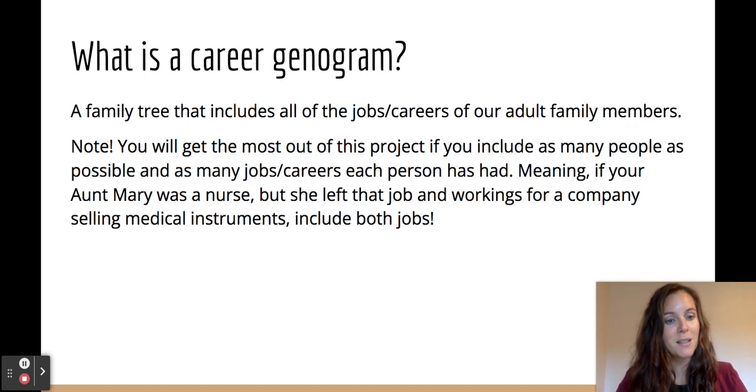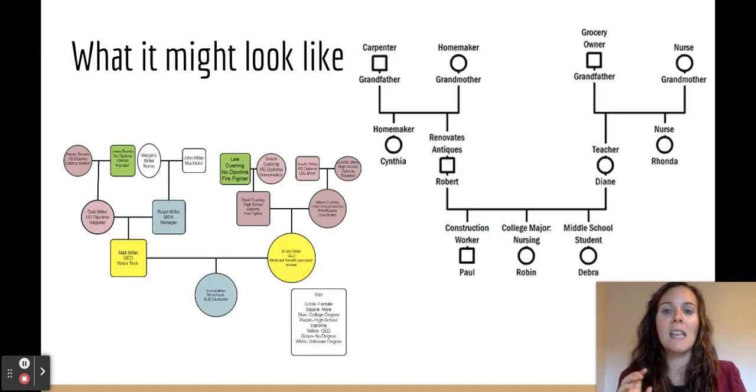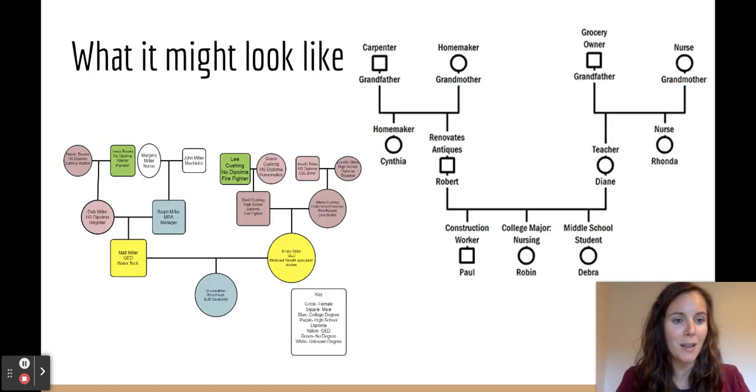So many of us have had multiple jobs or careers, especially if we're older, and I'd like you to include as many as you know or have access to that knowledge about. So for example, if your Aunt Mary is a nurse or was a nurse, but she left that job and now works for a company selling medical instruments, I'd like you to include both jobs under your little section that says Aunt Mary. So here's a couple examples of what it might look like.